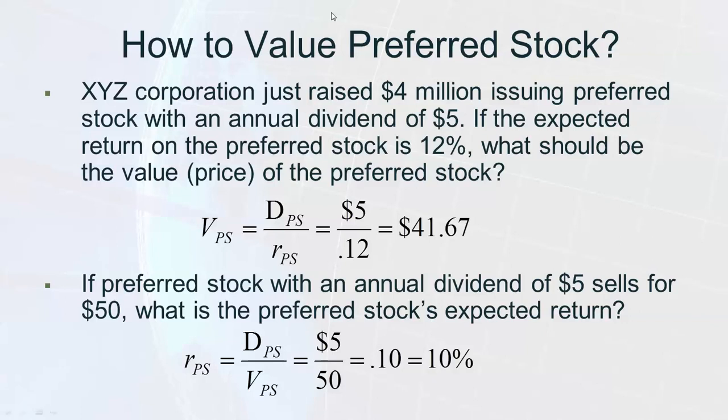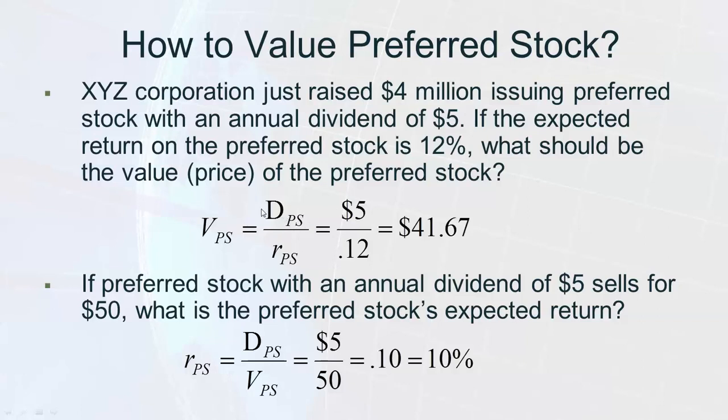So the value of preferred stock equals the dividend of preferred stock divided by R sub PS, which is the discount rate for preferred stock. So $5 dividend divided by 12% is going to be $41.67. I'm not going to go over this in too much detail because you already have done this, the present value of perpetuity with no growth.